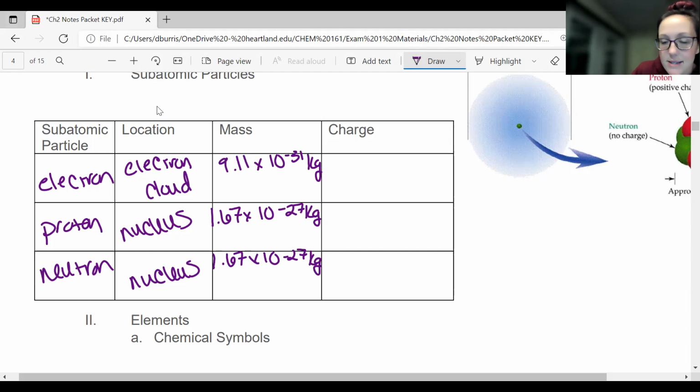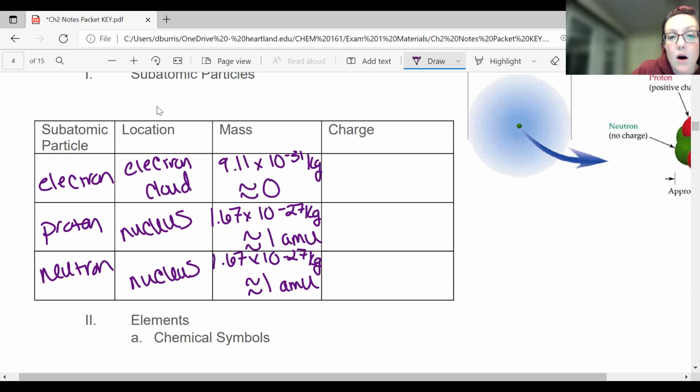We scale this to what we call the atomic mass unit. A neutron is about 1 AMU. A proton is about 1 AMU. And the mass of an electron is so small that we call it 0 AMU. Of course, it does have mass because all matter that takes up space has mass. It's just so small that we consider it 0. So when we're adding the mass of atoms together, it's really just the protons and the neutrons.